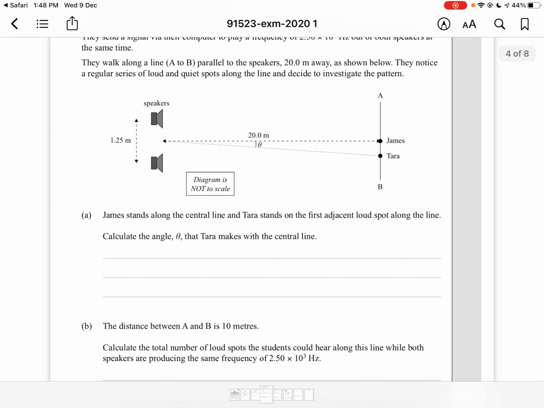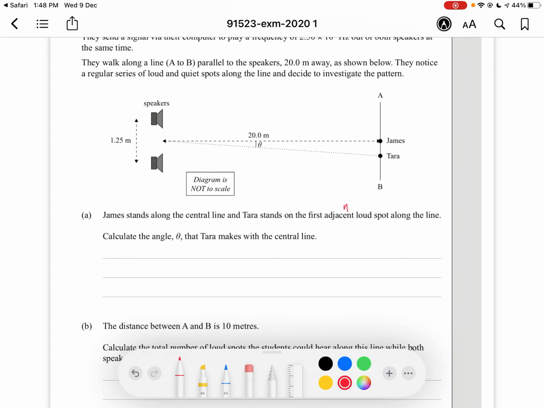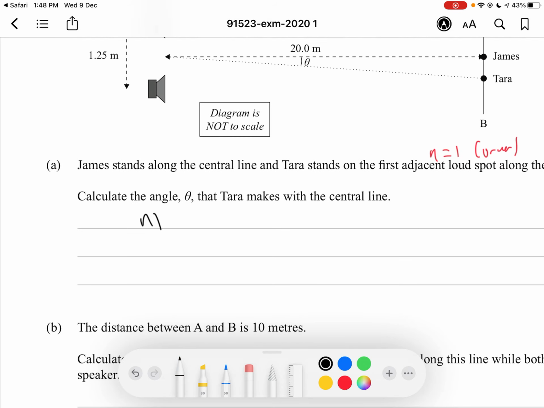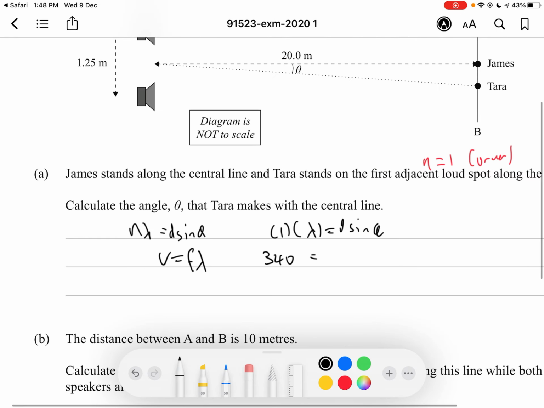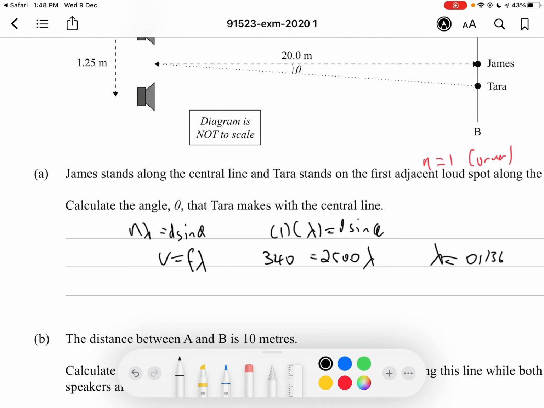James stands along the central line, and Tara stands on the first adjacent loud spot on the line, so we can say that's the n equals 1 order. So that's the antinode. Calculate the angle theta that Tara makes with the central line. We can say n lambda equals d sine theta, where this is the first order, so 1 times lambda equals d sine theta. v equals f lambda, so 340 equals the frequency, which is 2,500, times lambda. We should find that lambda equals 0.136 meters.